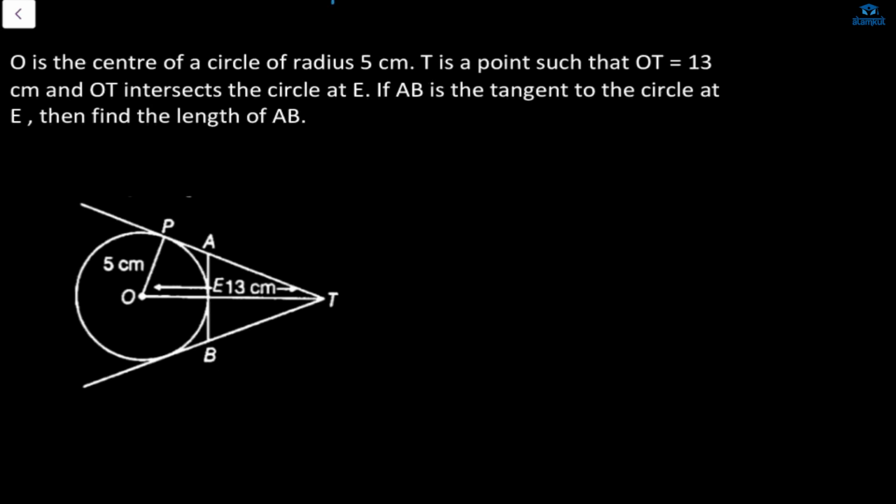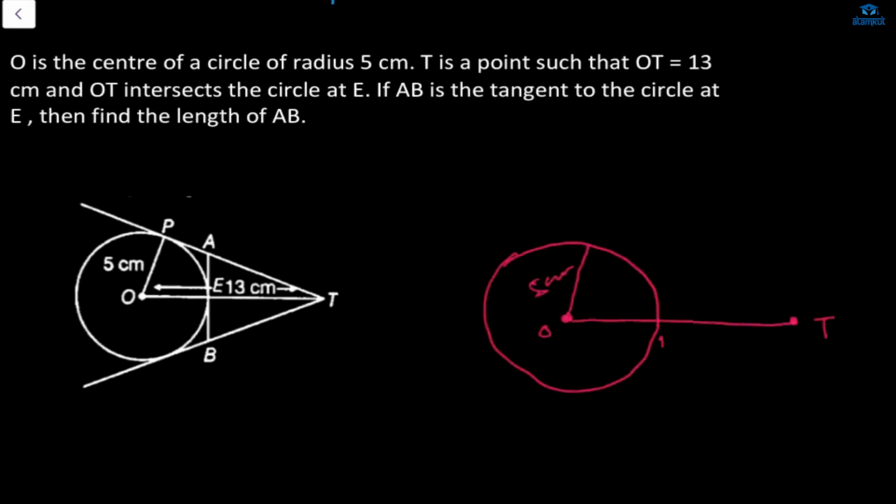For example, if I'm drawing the figure, O is the center of a circle. First, draw a circle and mark the center O. The radius of the circle is 5 centimeter, so draw a radius and mark it as 5 centimeter. You can mark the point as any of A, B, C, D, whatever you wish. T is a point outside the circle, so take a point outside and mark it T, such that OT is equal to 13 centimeter. Join OT and mark it as 13 centimeter. OT intersects the circle at E, meaning it touches the circle at point E, so mark this point as E.